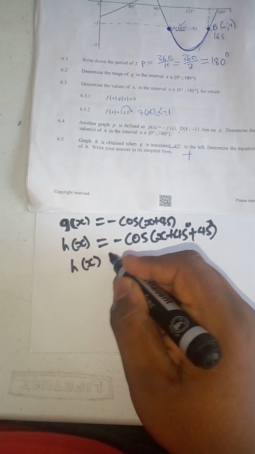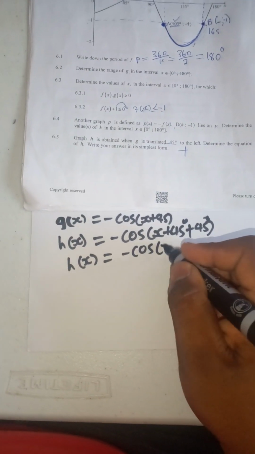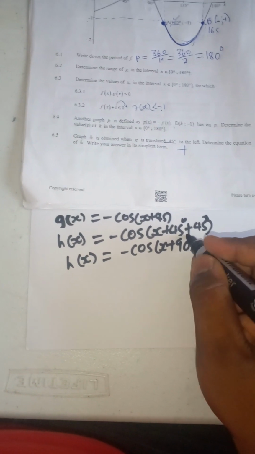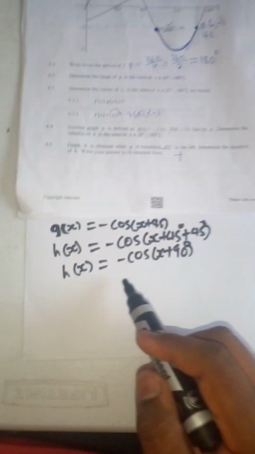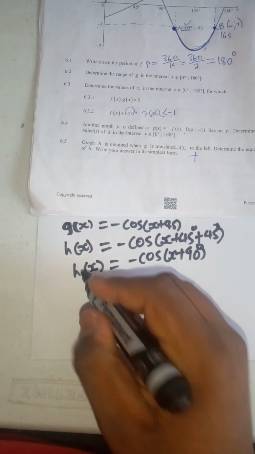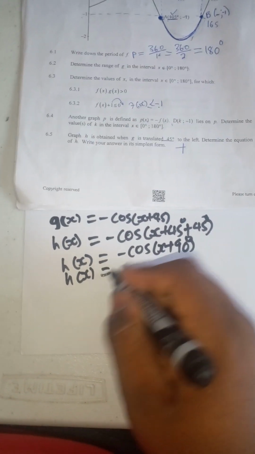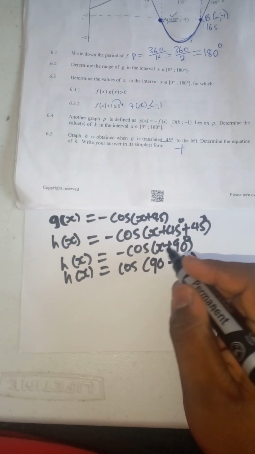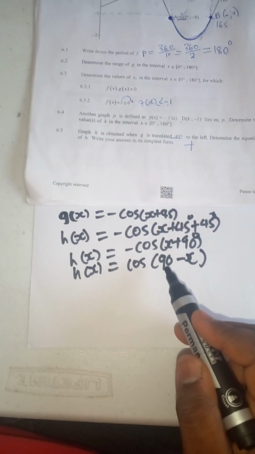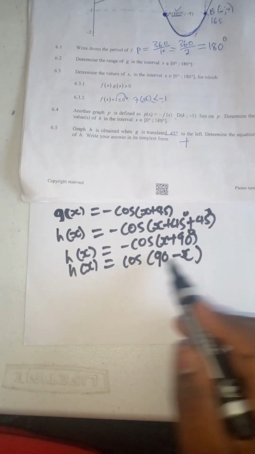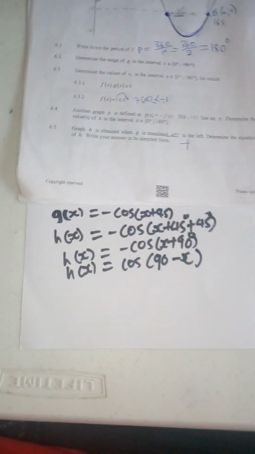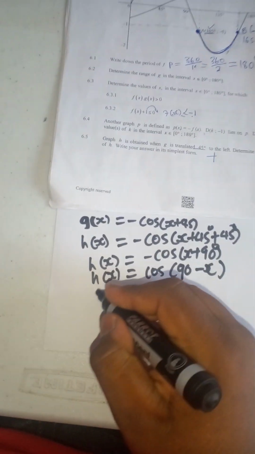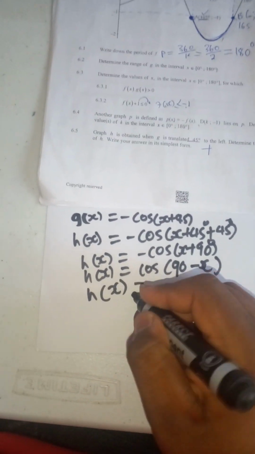So h of x is equal to negative cos x plus 90. So guys, as you can see, this cos is negative. So I can simply write this one as h of x is equal to cos 90 minus x, or x minus 90, but it would be better to say 90 minus x, because now I'll be interchanging my sign there. Is it fine? And then you know that cos 90 minus x can be simply taken to sine x. So therefore my h of x will be equal to sine x there.